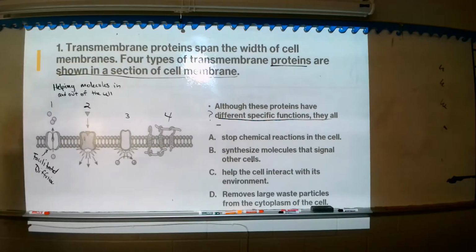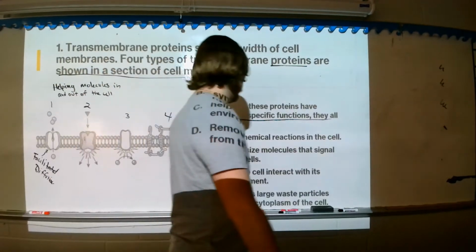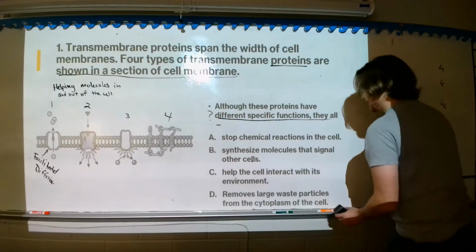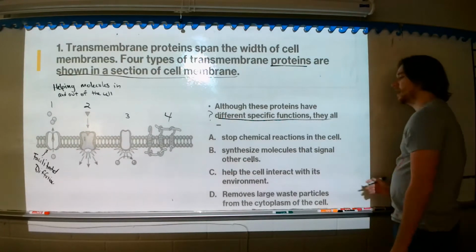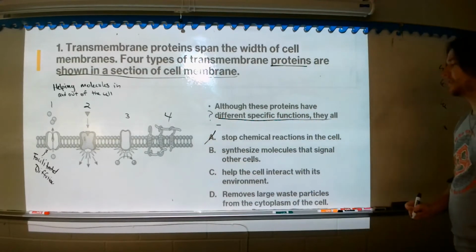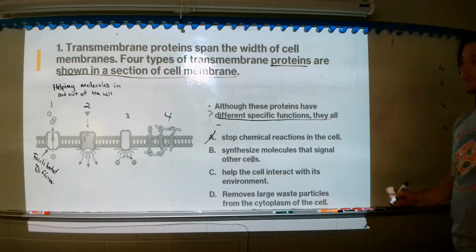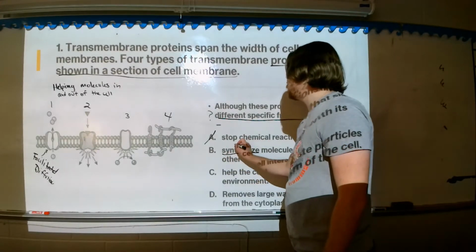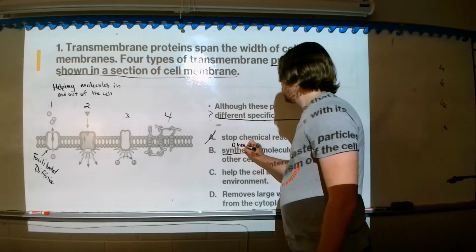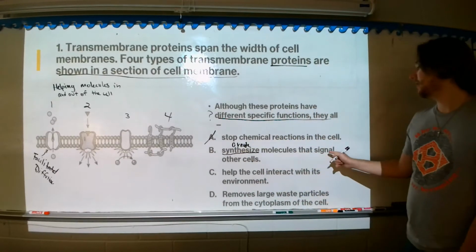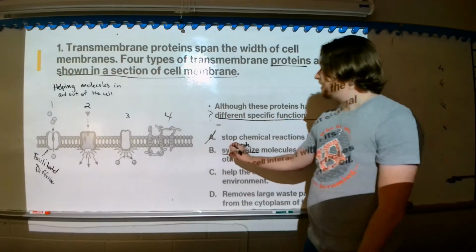So let's go over here and let's see which one of these answer choices best fits into what I am saying. A says stop chemical reactions in the cell. I know that doesn't fit at all what I'm saying. B says synthesize molecules that signal other cells. This one's tripped up a lot of people today. Synthesize means to create. And we know the cell membrane doesn't create molecules, so we can go ahead and get rid of that one.